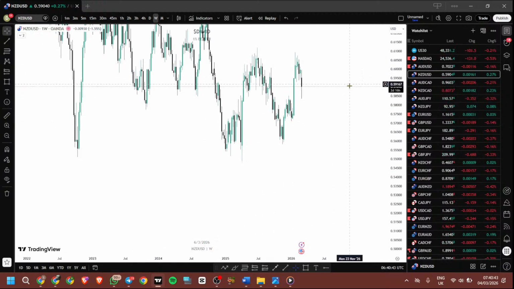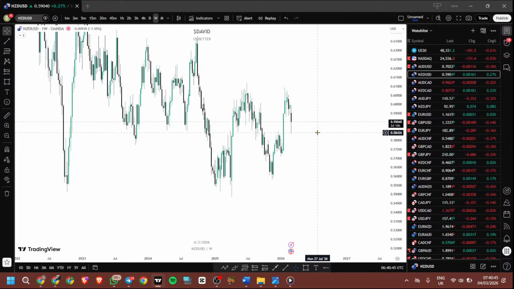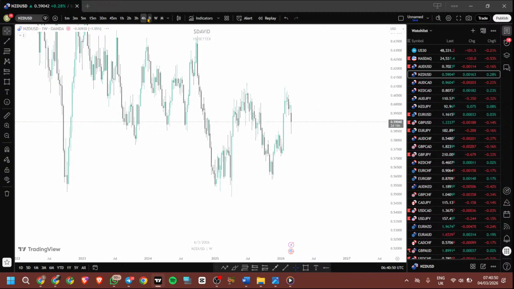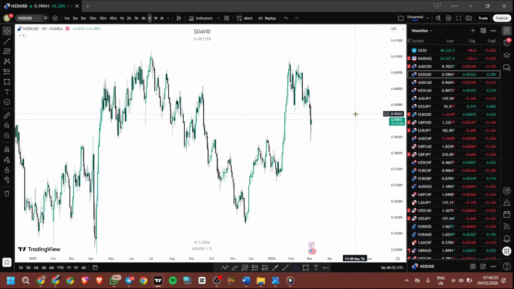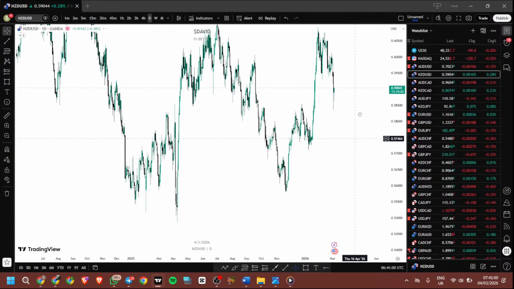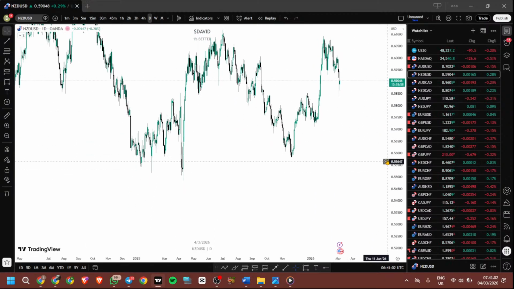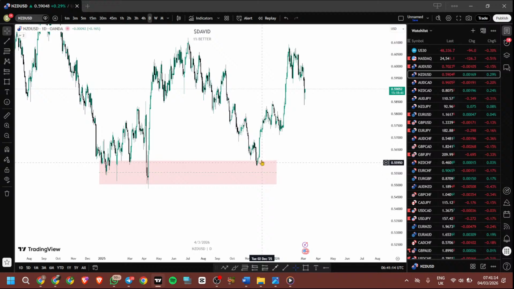Okay. Wow, this is beautiful. Okay, daily. So this was a very good demand zone. Price rallied into a very generous demand zone, right? So price rallied into that demand zone.